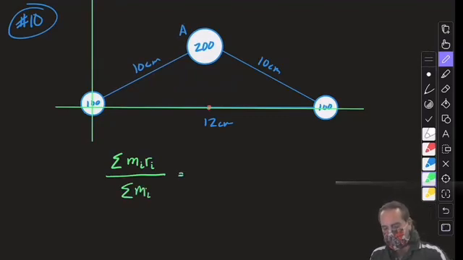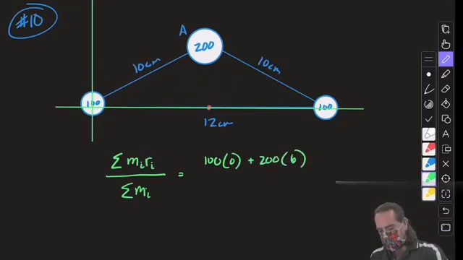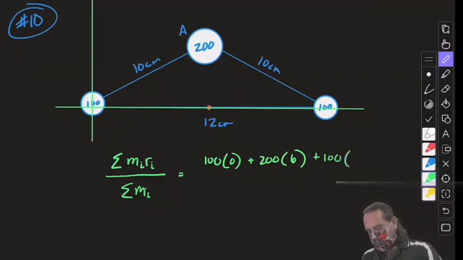So the first mass is 100 and is located a distance 0 away from the edge. The next mass is 200 and is located 6 centimeters from the edge. I know that I'm not changing the units, but the units don't matter. It's going to give me an answer in centimeters, and that's okay. And the third one is 100 and it's located 12 centimeters away.